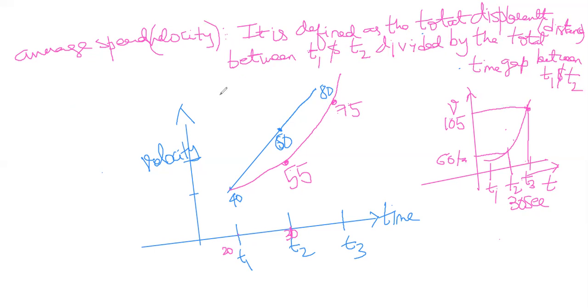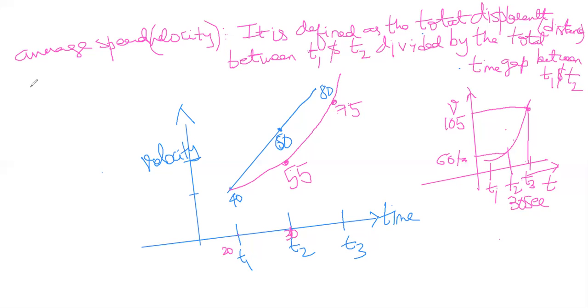See here. What is the meaning of velocity or speed? What is the definition from 8th standard? Distance by time. Which distance by which time? The distance covered between these two times, divided by the time gap between these two. Time gap between these two is nothing but t2 minus t1. Understood?